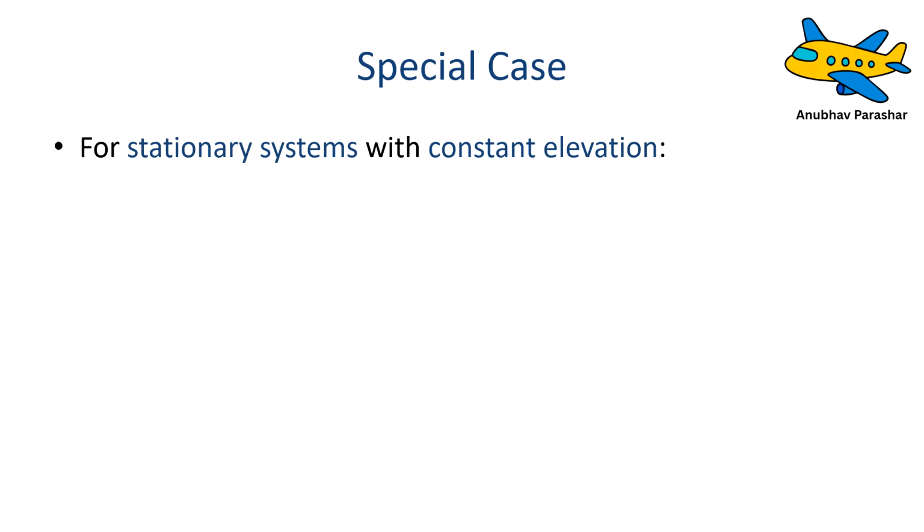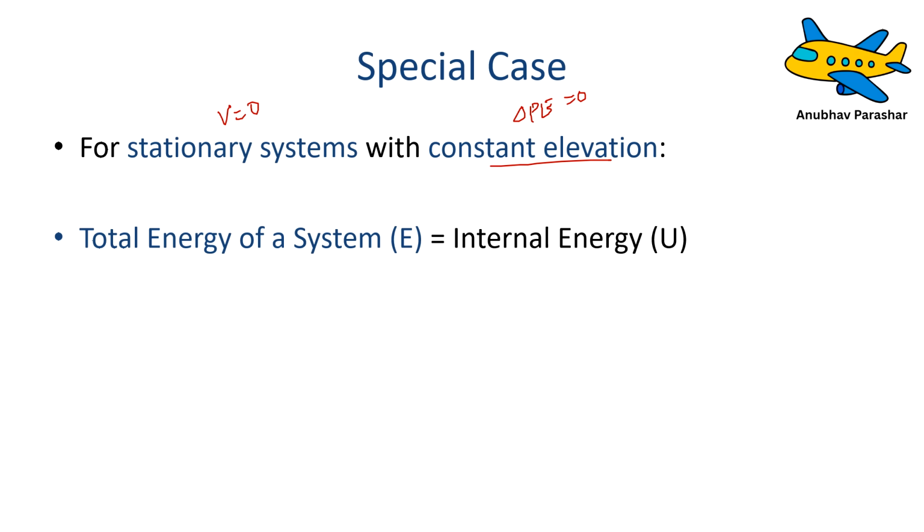Now, if you take a special case, if the system is stationary and the elevation is constant, what can we say, right? System is stationary means velocity is zero. Elevation constant means there is no change in potential energy, right? In that case, we can say total energy of the system is equal to internal energy.